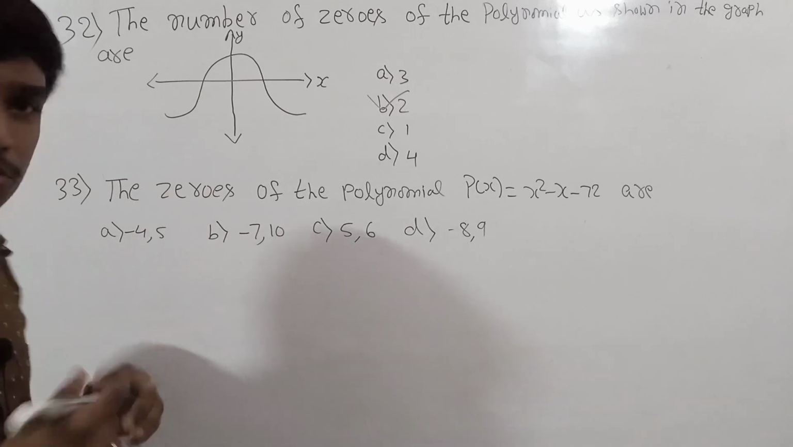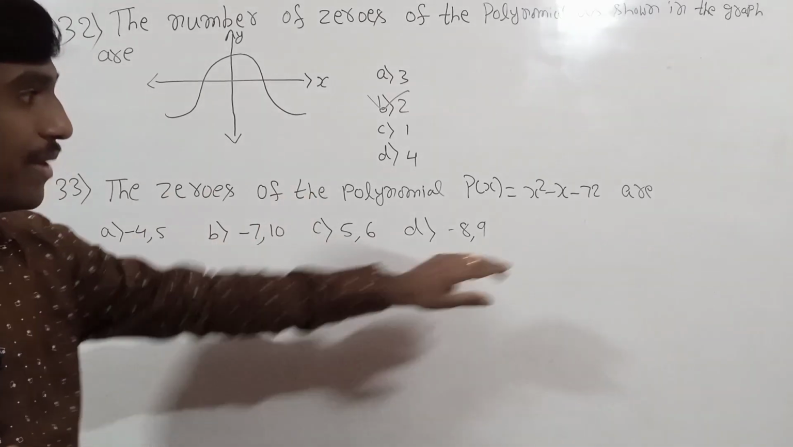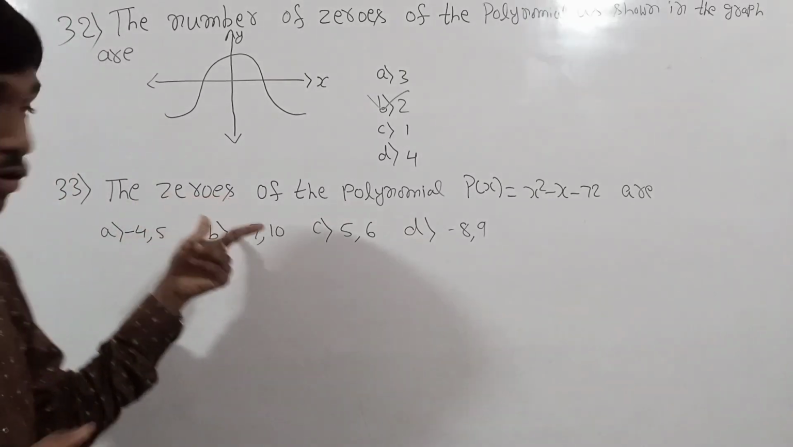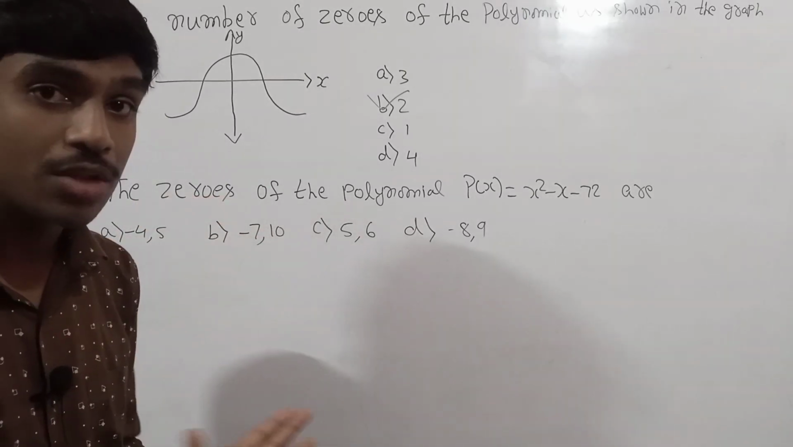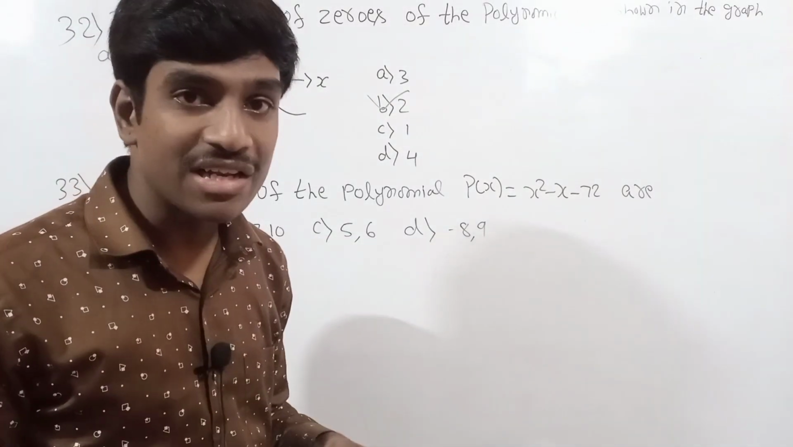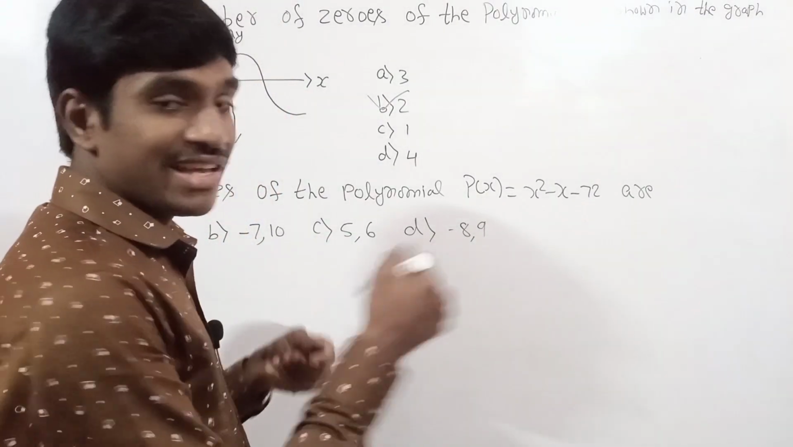The next type of question you might get is the zero of the polynomial. Here, x square minus x minus 72. They are asking for the zeros. What are the zeros? Not the sum of the zeros, not the product of zeros. So when they give it like this, you have to go for the splitting the middle term concept, and then we'll get the zeros.